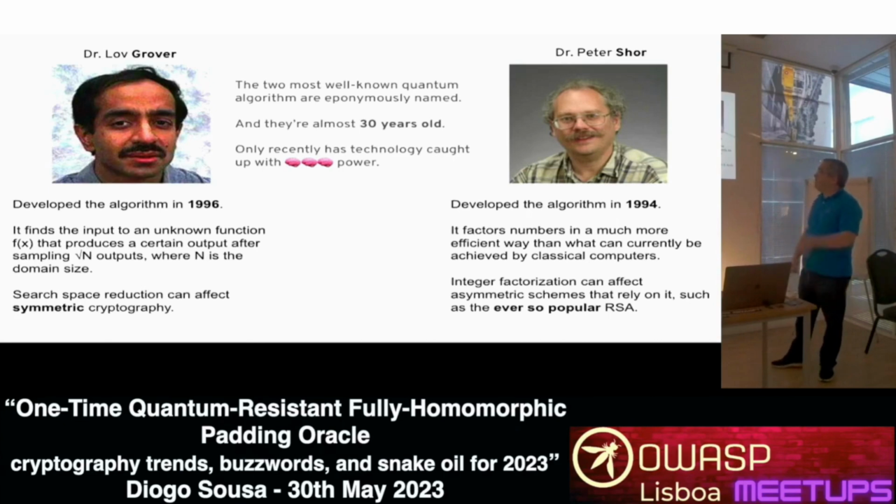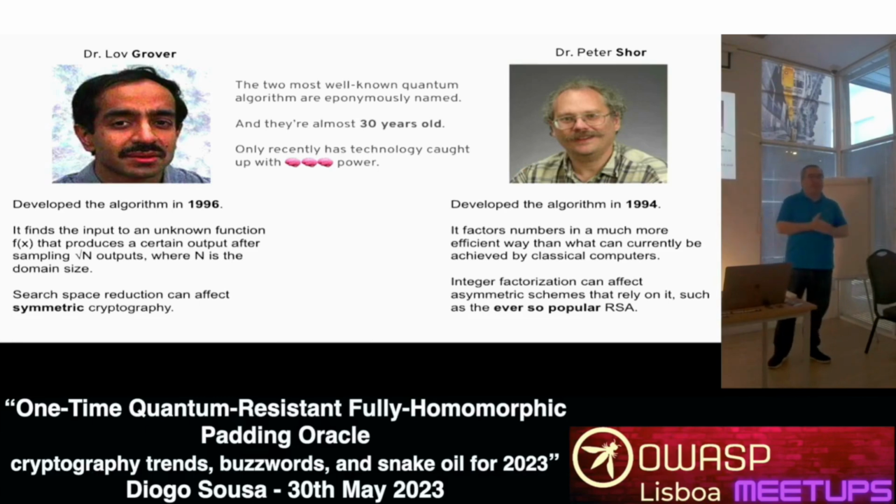On the left, we have Dr. Lov Grover. He invented Grover's algorithm, of course named after him, in 1996. Grover's algorithm finds the input to a known function that produces a certain output after sampling square root of n outputs, where n is the domain size. In simple terms, this is the quantum search algorithm. It's a way to search for an input that produces a certain output extremely fast, which implies that search space reduction can affect symmetric cryptography. For example, say you have something encrypted with AES-128, and I want to brute force the key. If I was able to apply this, I can reduce the search space to 2 to the 64, rather than testing 2 to the 128 keys. That's what it's used for.